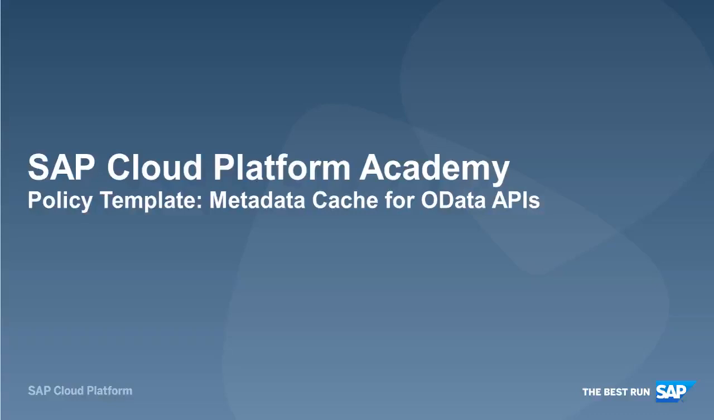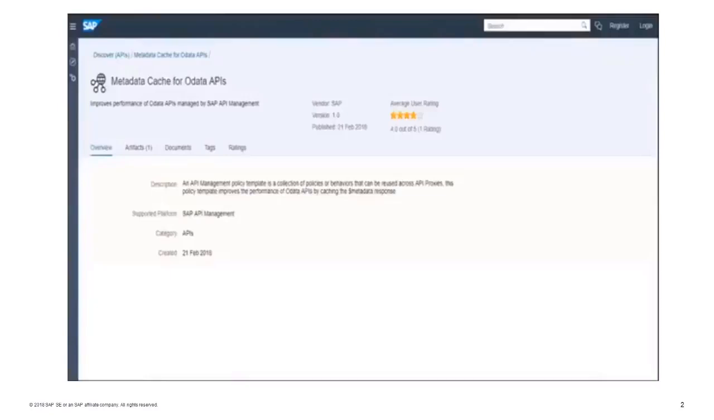Hello, my name is Liz, and in this video, my colleague Shilpa and I are going to show you the metadata cache for OData APIs policy template in the SAP API Business Hub. This policy template allows for full caching of the metadata, which significantly increases the performance of OData APIs managed by SAP Cloud Platform API Management.